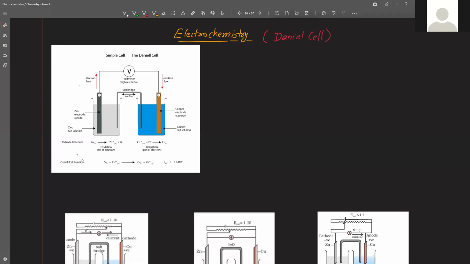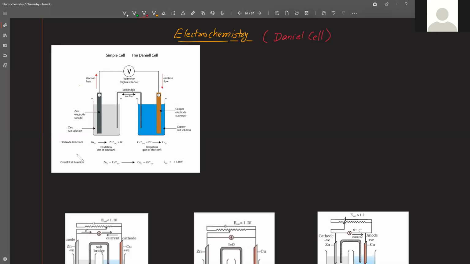So this Daniell cell is based on a redox reaction. I think we already know what a redox reaction is, oxidation as well as reduction. Oxidation means loss of electron and reduction means gain of electron.